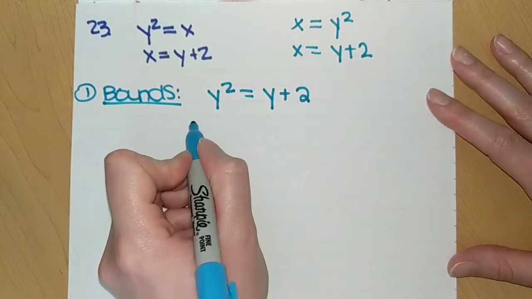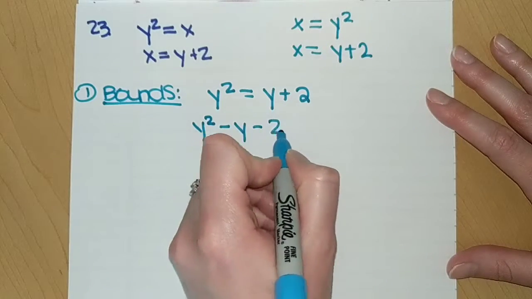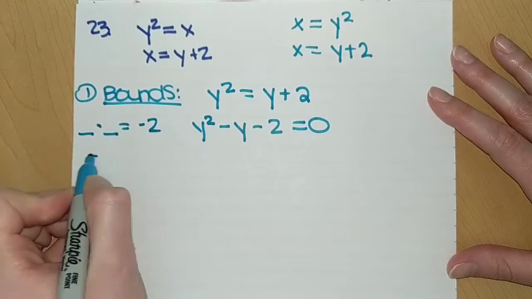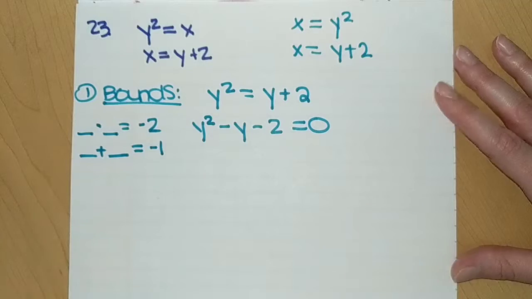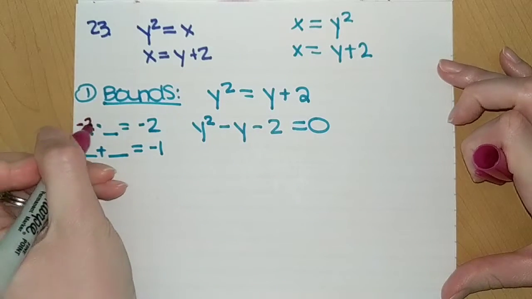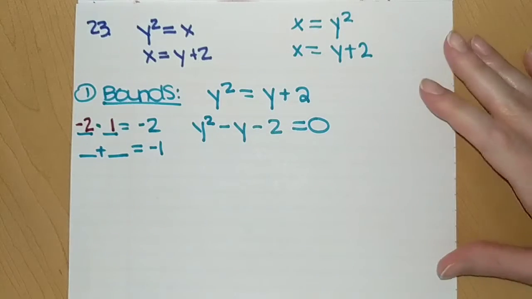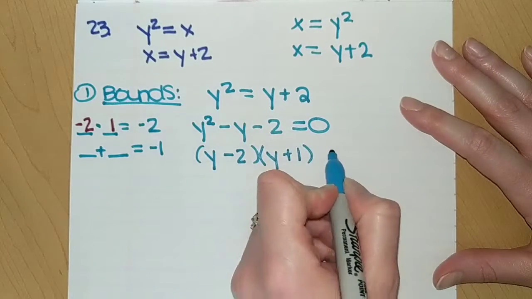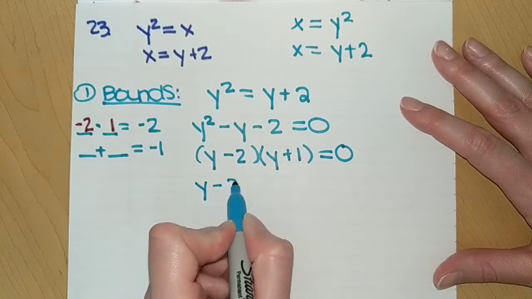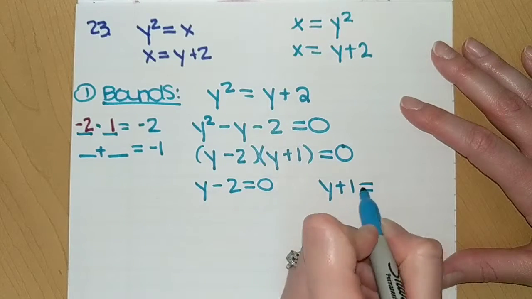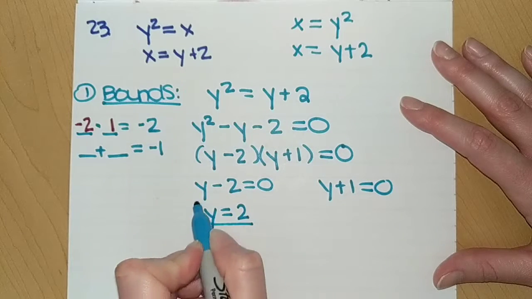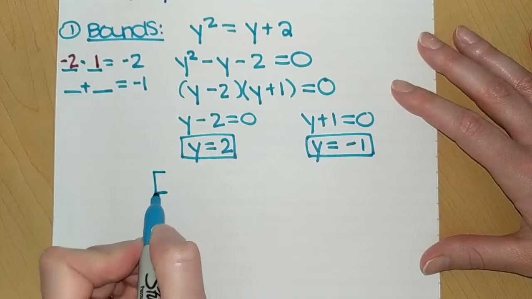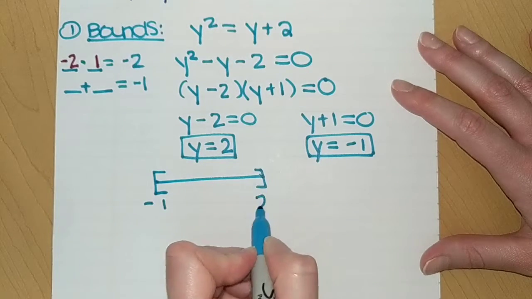To solve, you'll move everything over to one side, and then factor. So you're thinking about factors of -2 that add up to -1, and those factors would be -2 and +1. So this will factor as y minus 2 and y plus 1 is equal to 0. And then you can set those factors equal to 0, and you get y is equal to 2 and y is equal to -1. So your bounds of integration will go from -1 to 2.